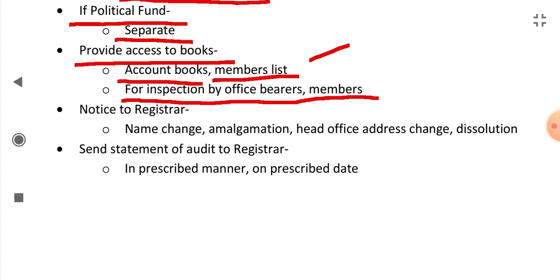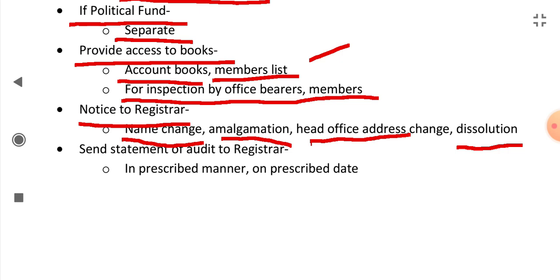It is the duty of the registered trade union to give notice to registrar if there is a name change. Okay, if there is an amalgamation of two or more trade unions into one union, or if there is a change in the address of the head office of the trade union, or if there is dissolution of the trade union. Next duty is to send statement of audit to the registrar in the prescribed manner on prescribed date.